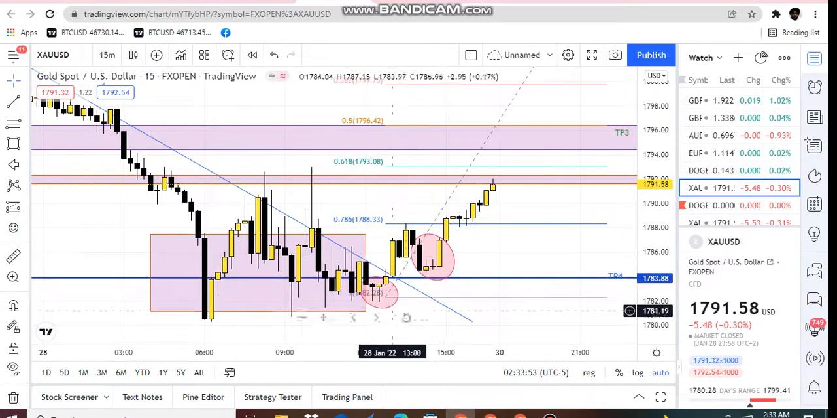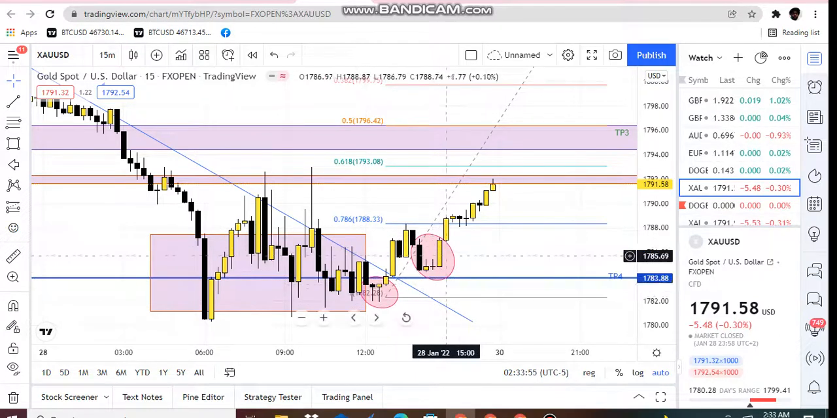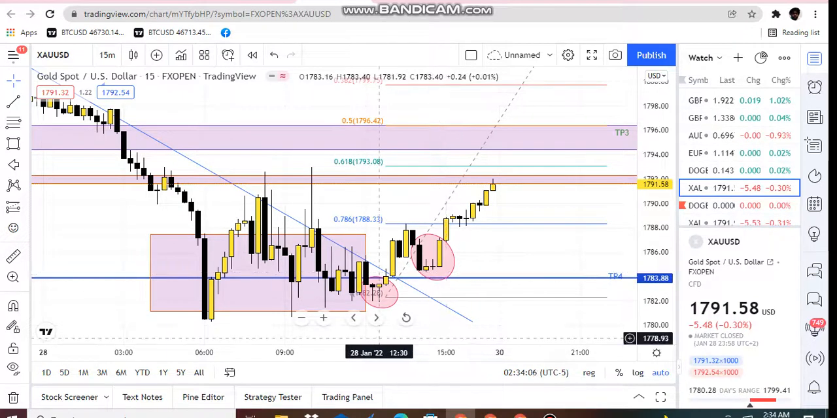Because price is going to fluctuate. It's going to go up and down and up and down. That's what it usually does. You have to allow price to fluctuate, what it normally does, and make market structure. And eventually price will head in your direction. We're in an uptrend now.